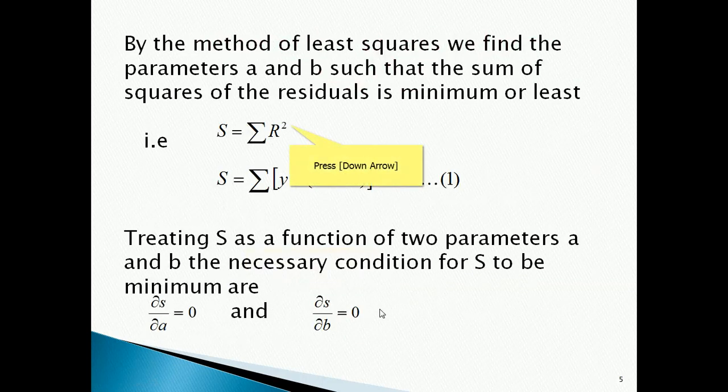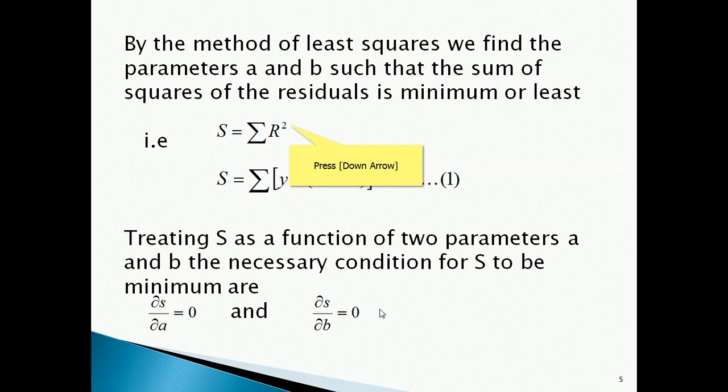By the method of least squares, we find the parameters a and b such that the sum of the squares of the residuals is least or minimum. Let S be the sum of the squares of the residuals, so I call that S. S is equal to the sum of the squares of the residuals, R values. S = summation of (y - (a + bx)) whole squared. I'll call it equation 1.